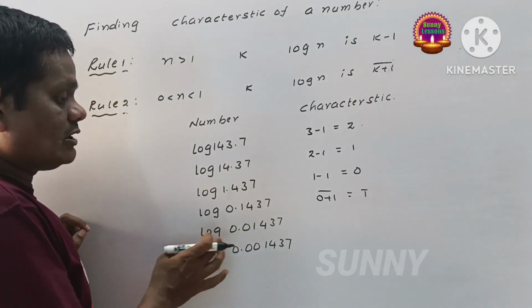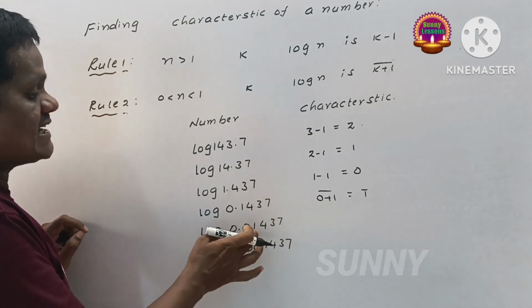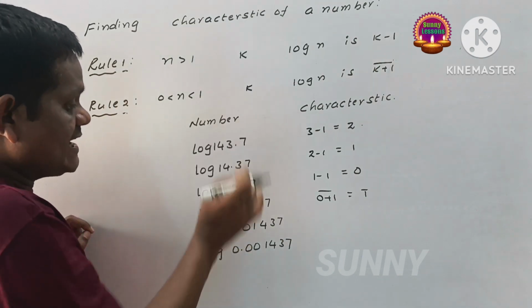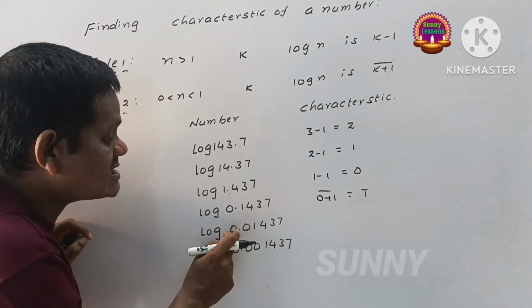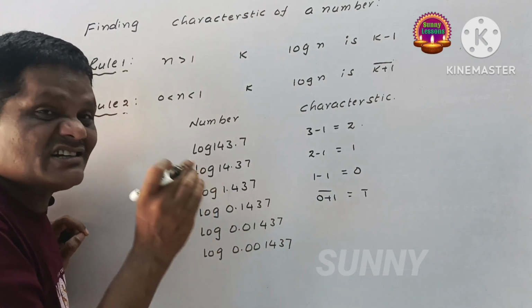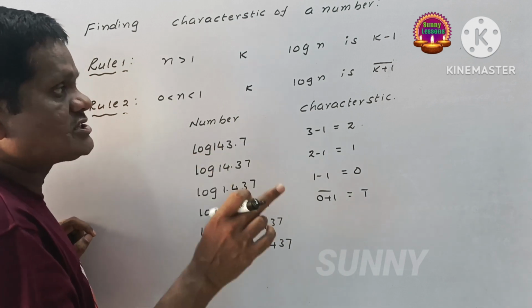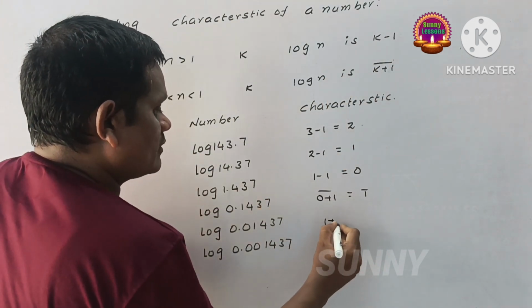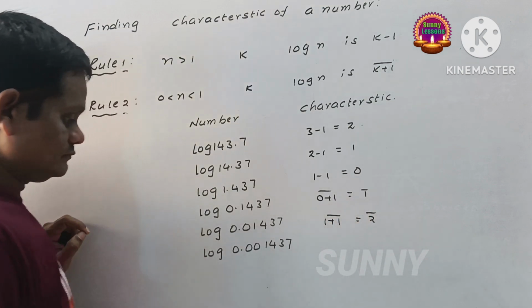Next one, logarithm of 0.01437. As it lies between 0 and 1, it has k zeros, means 1 zero between the decimal point and first non-zero digit. So it has only 1 zero. So the characteristic is 1 plus 1 bar, means the characteristic is 2 bar.